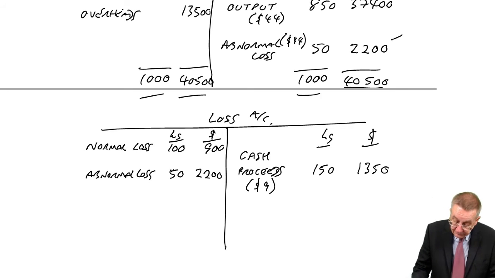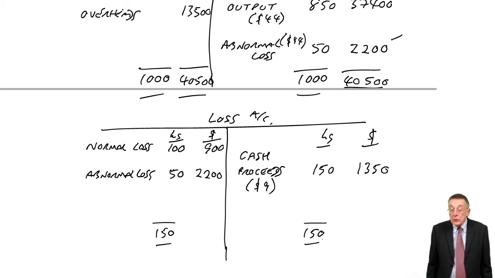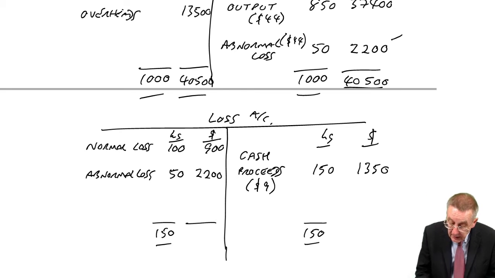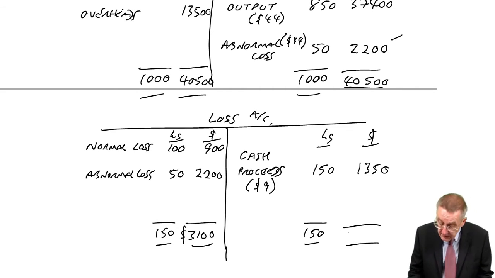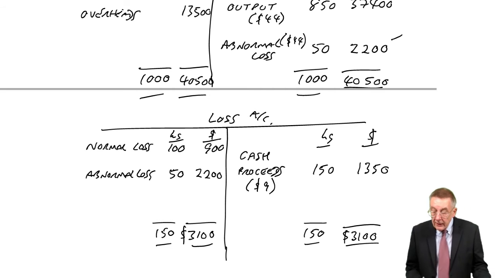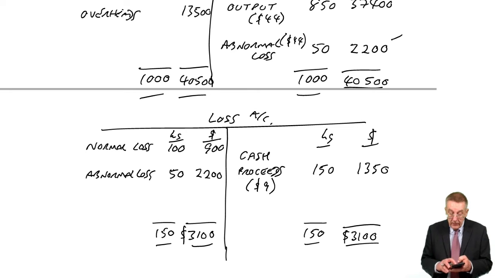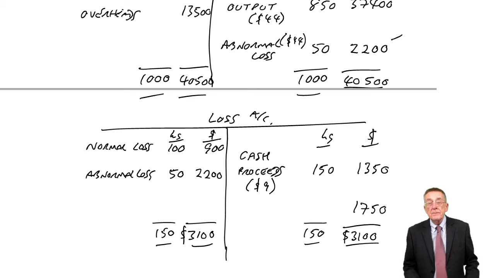Now fine, the kilos balance, we've accounted for them. We did lose 150 in total, and we sell 150 in total. However, the dollars don't, because on this side, $3,100, well, there's a missing figure. What's the missing figure to make it add up? 3,100 minus 1,350. There's a missing figure of 1,750.